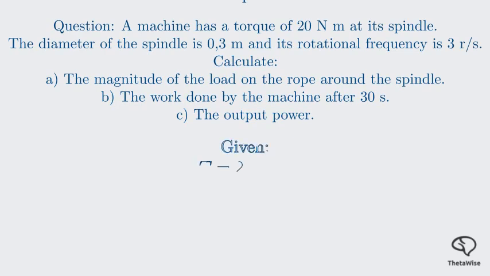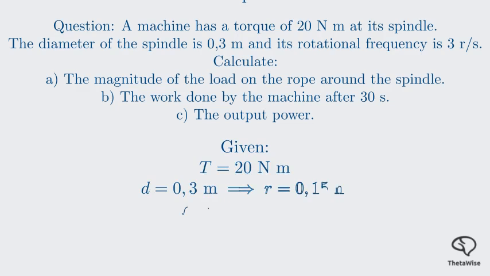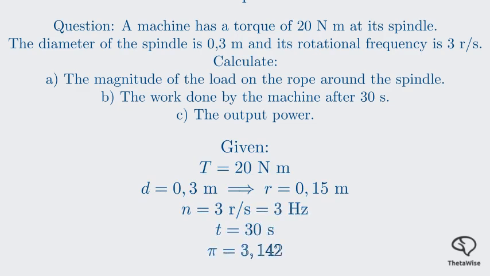Torque T is 20 Newton meters. Diameter D is 0.3 meters. Rotational frequency N is 3 revolutions per second. The number of revolutions per second is often called hertz. The radius r is half the diameter, so 0.15 meters. The time t is 30 seconds, and we'll use pi equals 3.142 as given in the solution.